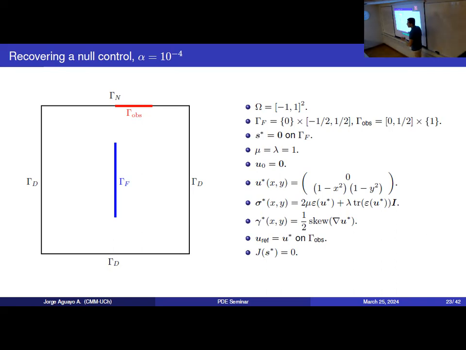We are using Lamé coefficient equal to 1. It's a very simple example, just a polynomial solution. And the control is equal to 0, and g in must be equal to 0. So we need to recover everything exactly. And the observation region is located here, in a zone where a Neumann boundary condition is fixed.